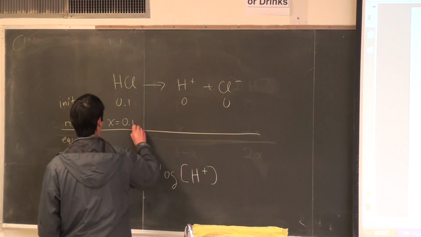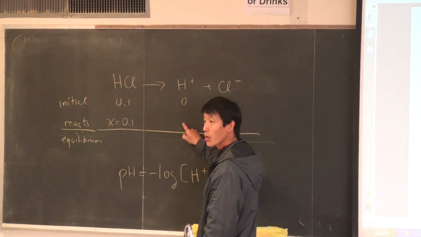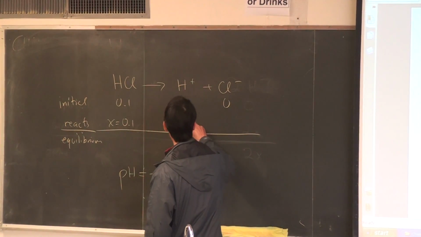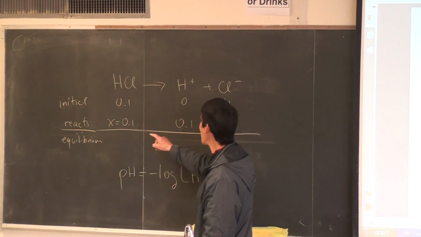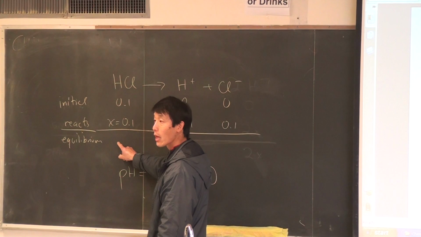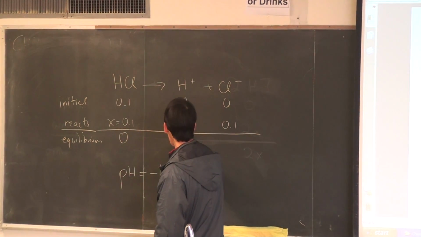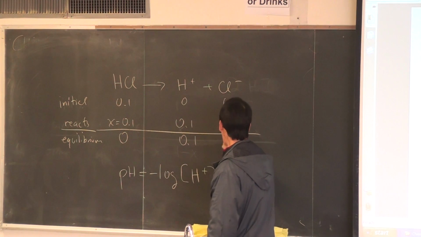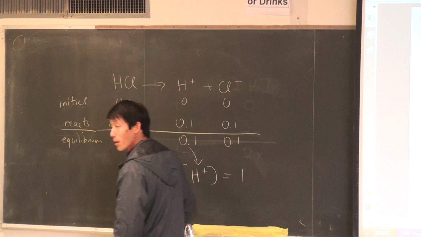So this is going to be 0.1, which means, how much H plus is produced? We get 0.1. How much Cl minus is produced? We get 0.1. So how much HCl is left over at equilibrium? 0. Okay, so all we've got to do is plug in that number there and we should get a pH.